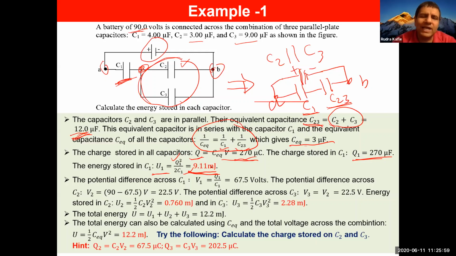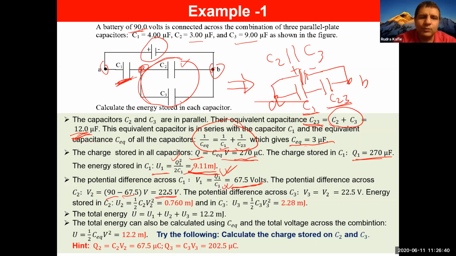Now if you want to calculate the potential difference across C1, you know the charge in the capacitor C1 and the capacitance of the capacitor itself. Once you divide, you will get the volts. So out of 90 volts supplied by the battery, 67.5 volts comes here. Okay, 67.5 volts comes here. So how much is the remaining voltage supplied by the battery? That is 90 minus 67.5 volt. So the remaining is 22.5 volts.